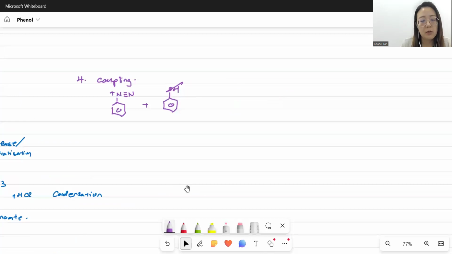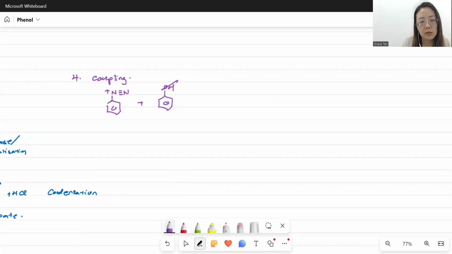Okay, now when you couple up, what are the conditions? You need to make sure that the temperature is below 10. And because phenol is being used as the coupling partner, you need NaOH. Okay, NaOH. It's for the phenol's sake.